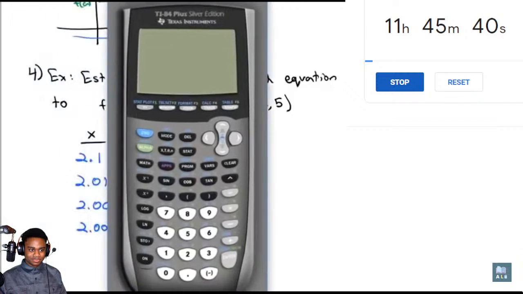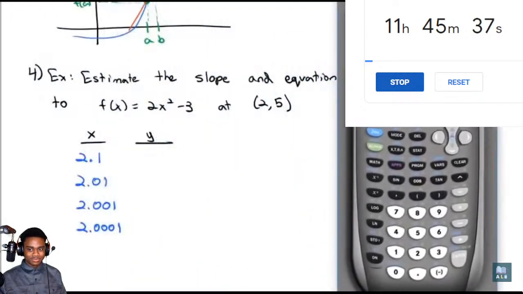do on our calculators. So if we turn our calculators on and hit the y equals button, we can type in our function in y equals. And our function is 2x squared minus 3. Then what we're going to do is hit the second button, and then right above graph we see in blue it says table.